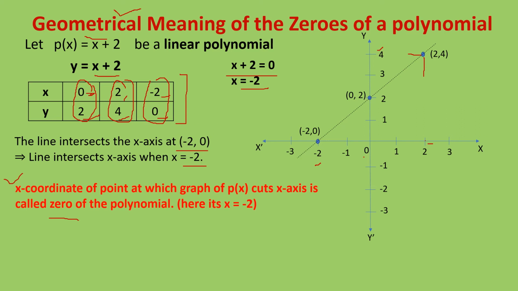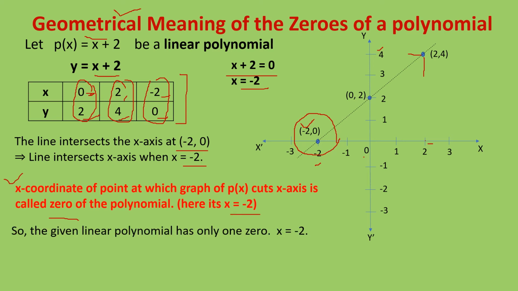Now in case of this graph of the linear polynomial, it is intersecting the x-axis at minus 2 and 0. So for minus 2 and 0 we will just see the x coordinate. So the x coordinate is minus 2. That means the 0 of this linear polynomial is minus 2. So the linear polynomial has only one 0, that is minus 2. Why does it have only one 0? Because this graph is intersecting the x-axis at only one point. So it has only one 0.